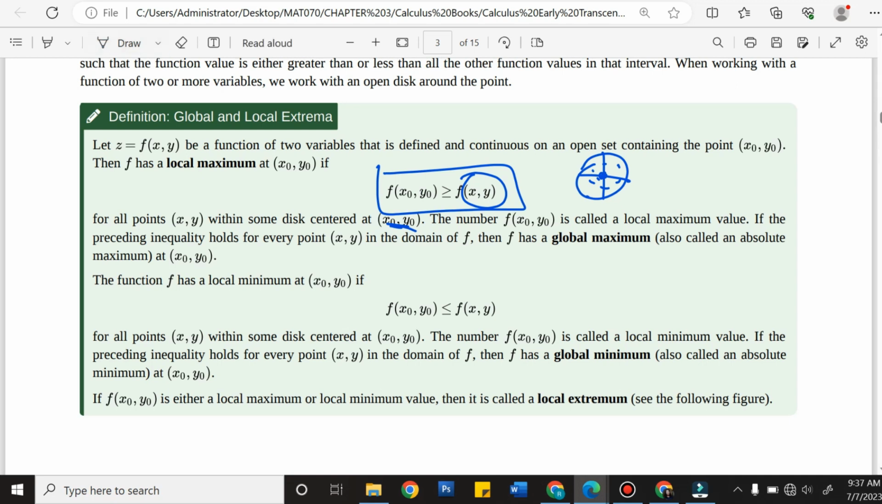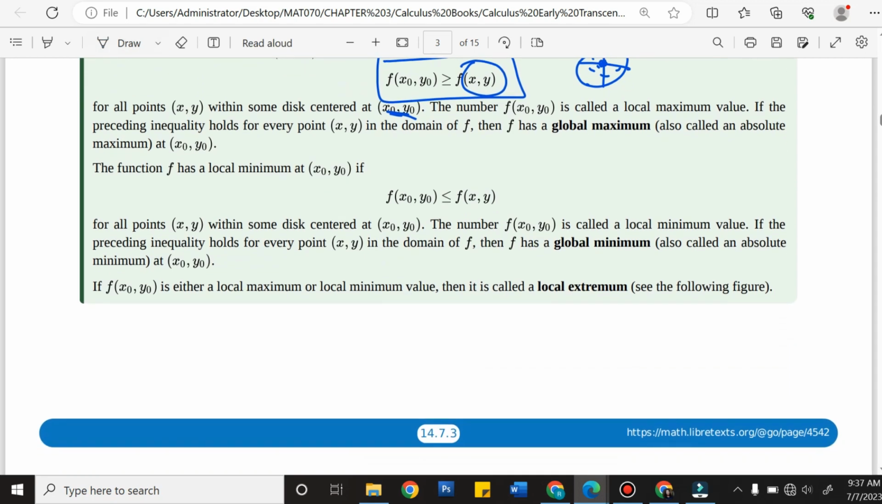Si global minimum pod class, same ra gyapon, pero ang kalahian lang nila is dapat mas gamay na tong other points compare sa mas dako na ang other points compare sa inyong center sa disk. Okay?